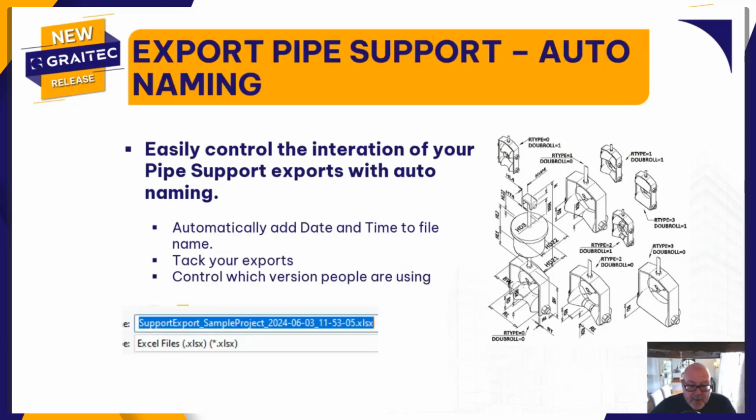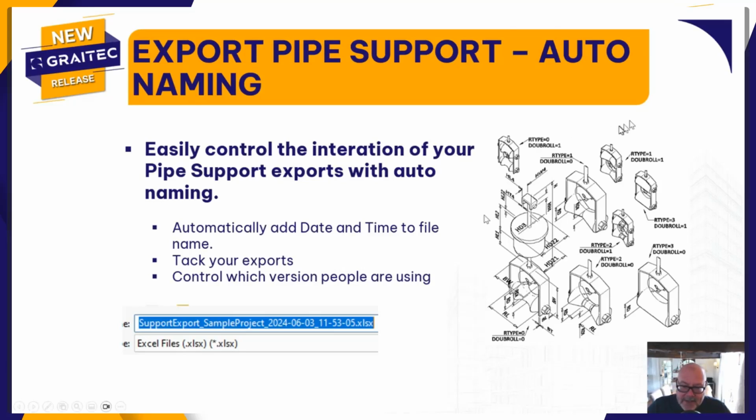The next enhancement we made was to our export pipe support. Export pipe support was always a very popular tool because the one thing that you can't do is easily create an Excel file that contains all the dimensions for your pipe supports. So pipe supports are parametric. The hangers could be different heights, the supports could be different heights, and we could export that.